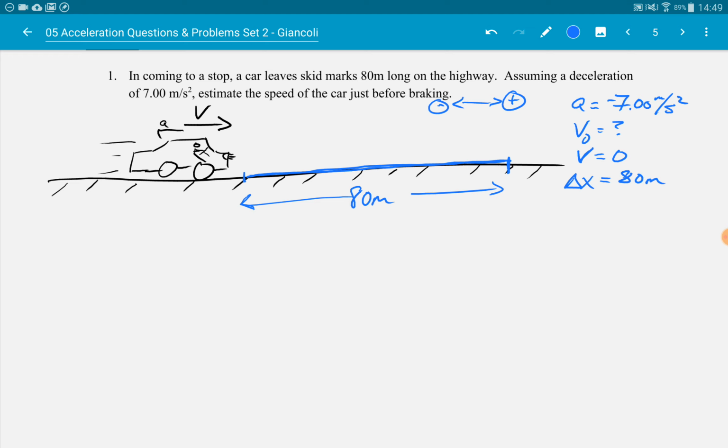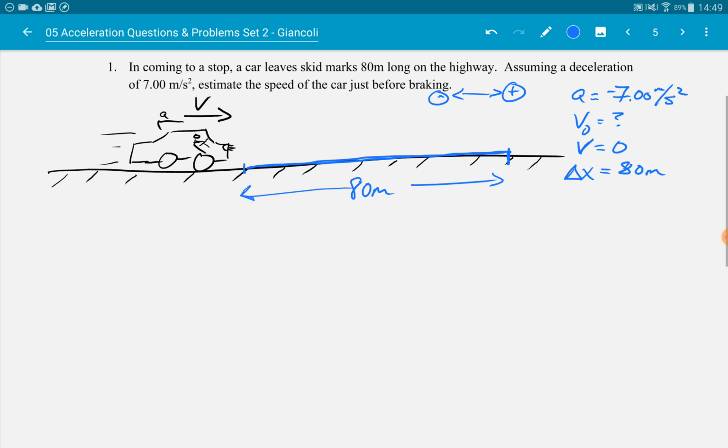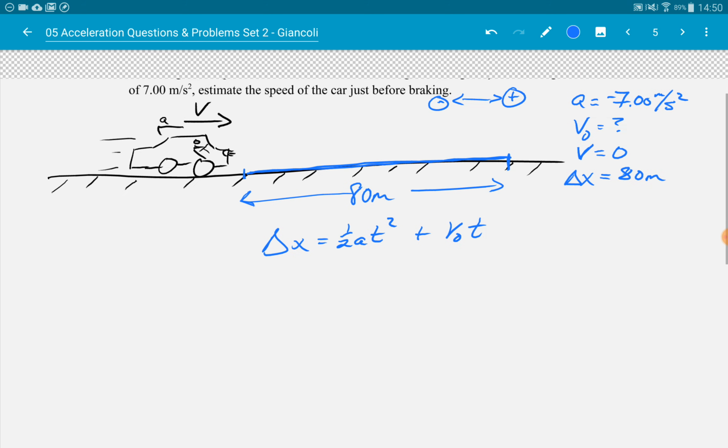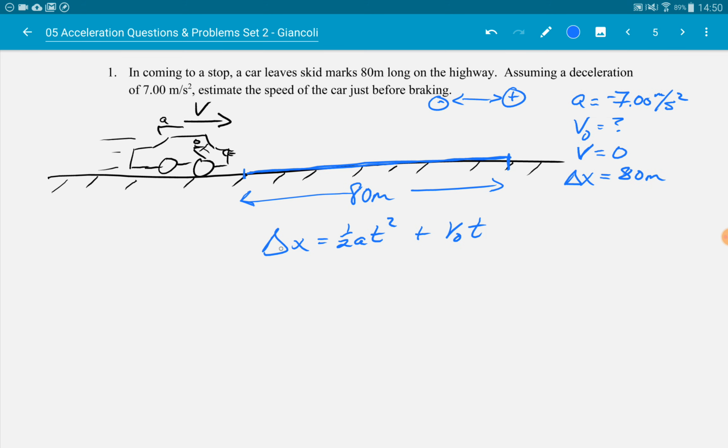All right. So list out some knowns and unknowns. It's always a good thing to do. And so now I could do this in a bunch of different ways. I could do this graphically or algebraically. I'm going to choose to do algebraically because I see that I have delta x and a here. So I know that my change in displacement is going to be one half acceleration times time squared plus v naught t. And so what am I trying to find? Well, let's see if this equation will work. So let me run through it.